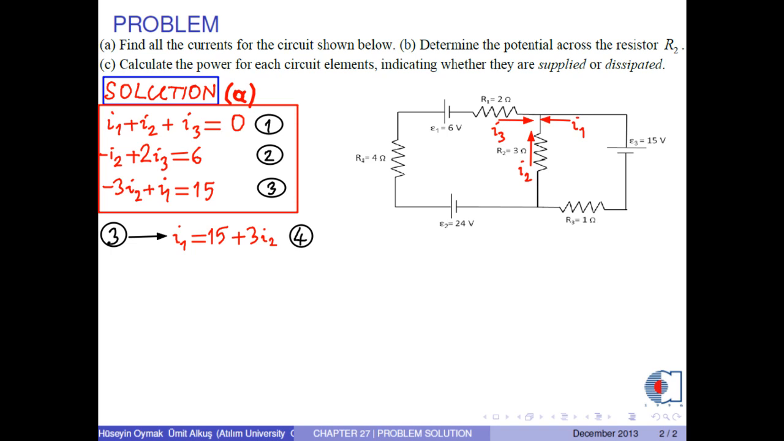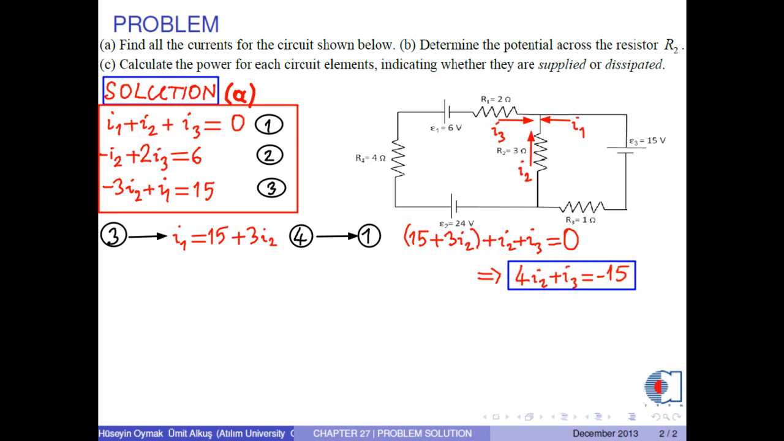If we put equation 4 into equation 1, we get 15 plus 3I2 plus I2 plus I3 equals 0. Hence, we obtain the equation 4I2 plus I3 equals negative 15. And let's label this equation 5.